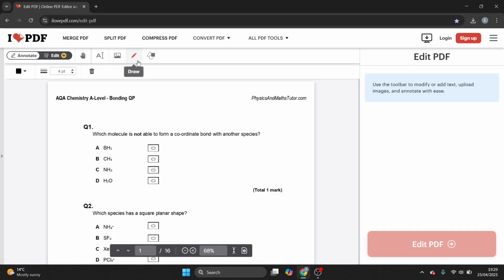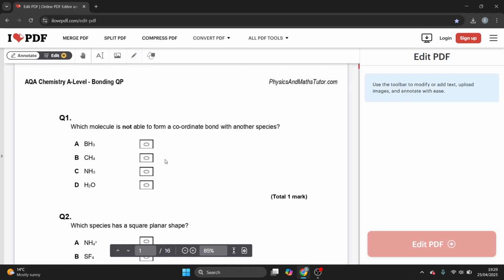Which molecule is not able to form a coordinate bond with another species? Can you guys hear me? Can you guys see my screen? Yes, you guys can. Okay.